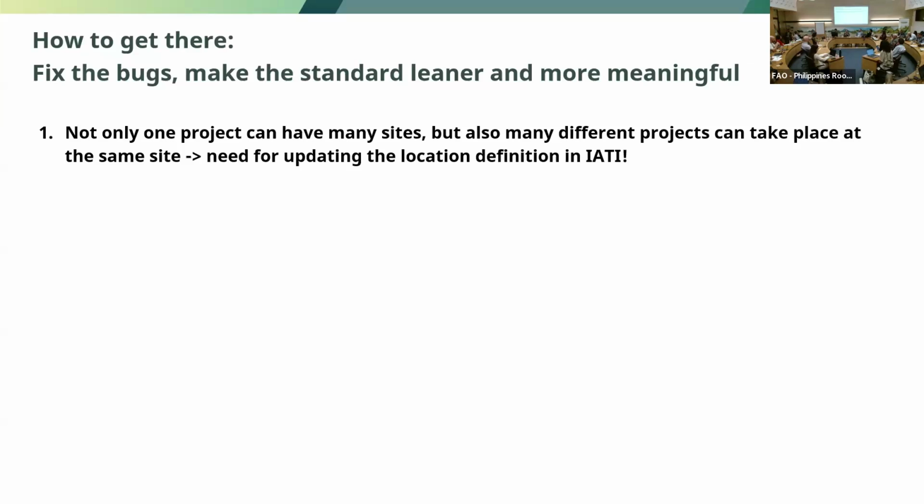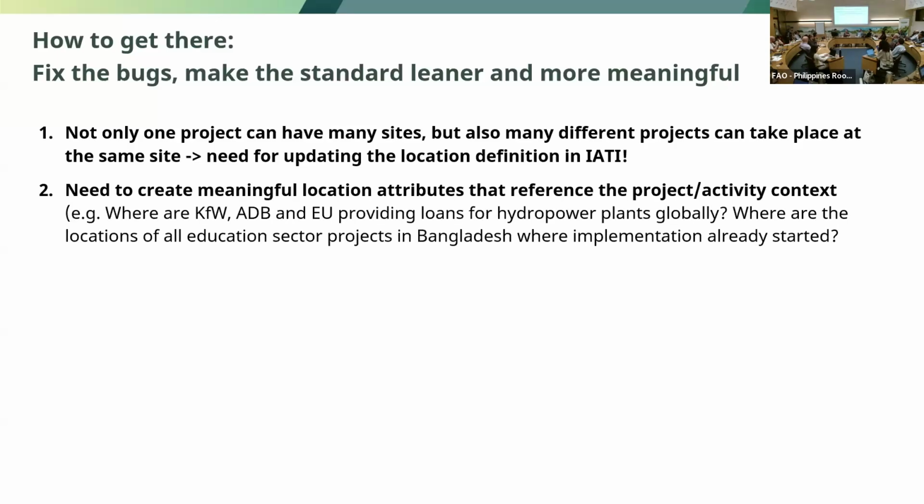But it doesn't account for a location that can be the target location of many projects, or even one coordinate can also be the location of different sub-activities of one project. The current IATI standard cannot account for that. So what we wanted to do is to create meaningful location attributes that reference the project or activity context.